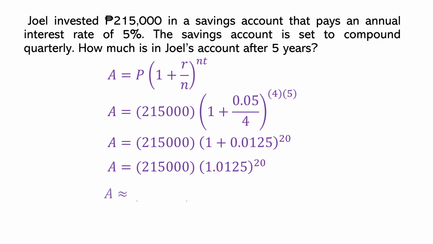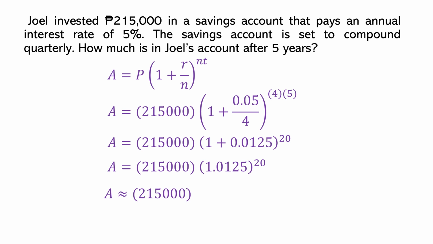So let's compute this now. This is approximately equal, I'm using approximately equal to because we're going to round off the value, so it's not the exact value anymore, but we just round it off because we're going to compute. Let's copy the 215,000 and calculate. You can use the calculator: 1.0125 to the power of 20.